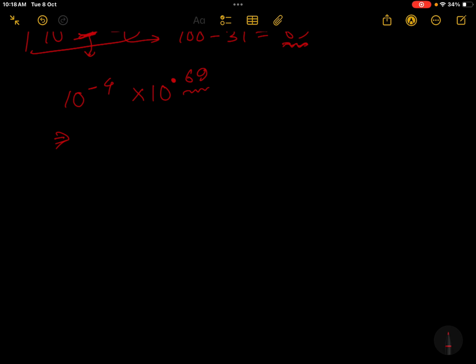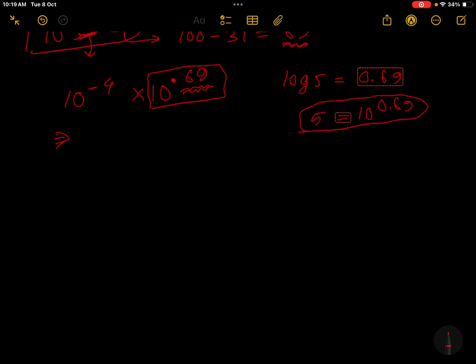Now find out the log value for which this is 10 power 0.69. So which log value is 0.69? It is basically log 5. So log 5 is equal to 0.69, so we can write 10 power 0.69 is equal to 5. Simple. So it is 10 power minus 4 into 5. So we get the answer of 5 into 10 power minus 4.